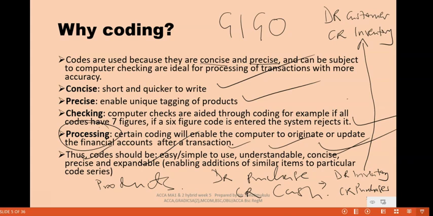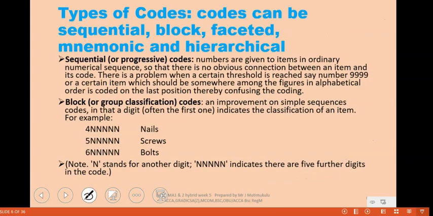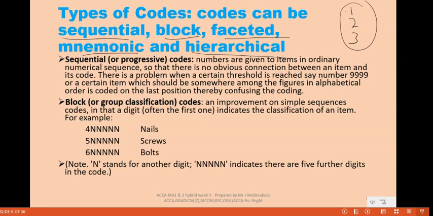Let's move on. Now, types of code. Code can be sequential, block, faceted, mnemonic, and hierarchical. A sequential code is a code that makes use of numbers in their chronological order. For example, number 1, number 2, number 3. Number 1 represents a certain item, number 2 another item, number 3 another item. This was actually the initial coding practice when the use of codes came into use.